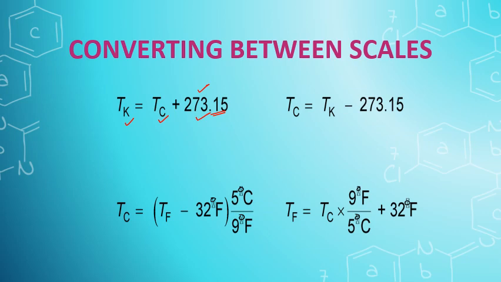And how can you get degree Celsius from Kelvin? By subtracting 273.15. And here is the formula for how to convert Fahrenheit to Celsius and how to convert degree Celsius to Fahrenheit. Now let's go ahead and see some other questions.